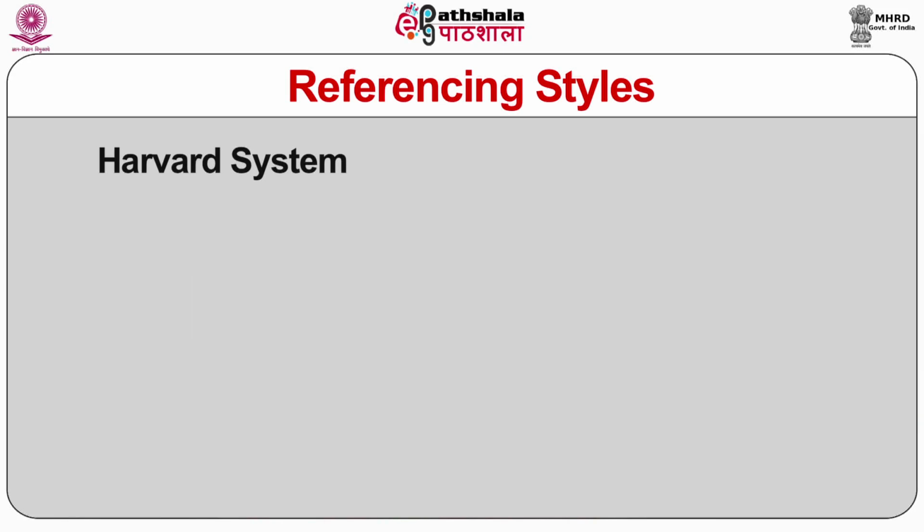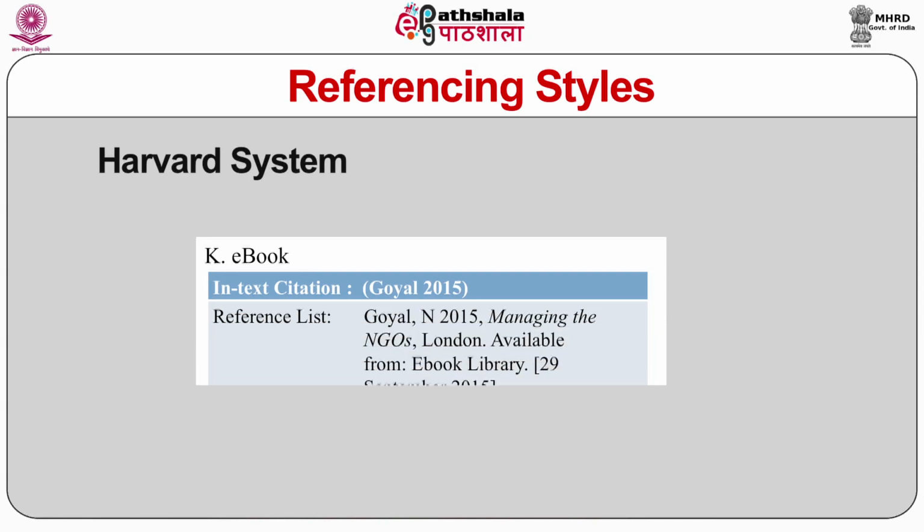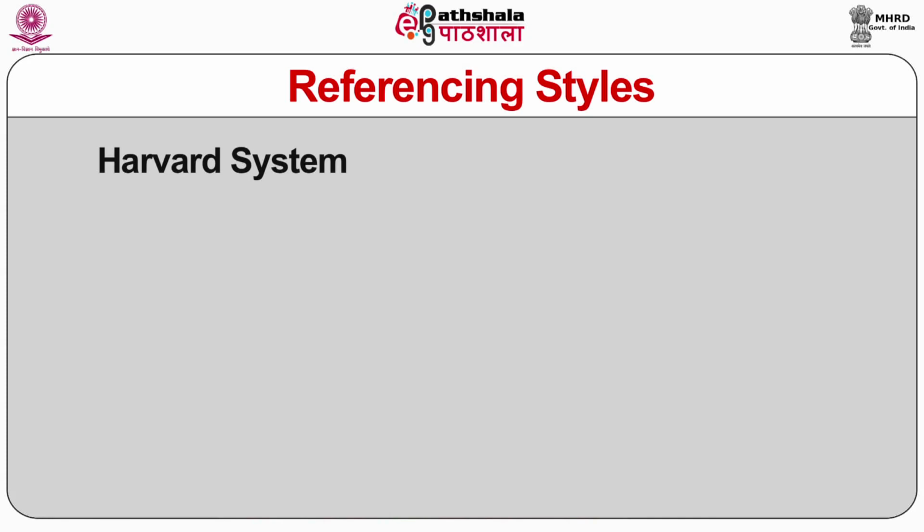In case you are referring to an e-book, the in-text citation will be similar, Goel 2015 within brackets, and in the references it will be Goel N 2015 without brackets, Managing the NGOs, the title, the place London, which is available from the online library from where the e-book is cited, and the date of citation.